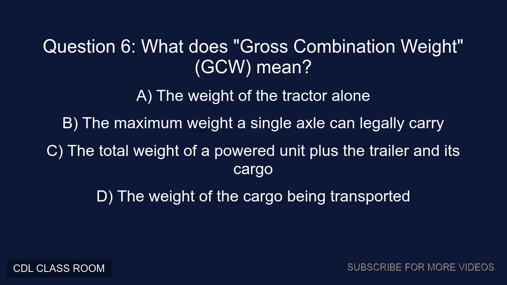Question 6. What does gross combination weight, GCW, mean? A. The weight of the tractor alone. B. The maximum weight a single axle can legally carry. C. The total weight of a powered unit plus the trailer and its cargo. D. The weight of the cargo being transported. Correct answer, C. The total weight of a powered unit plus the trailer and its cargo.